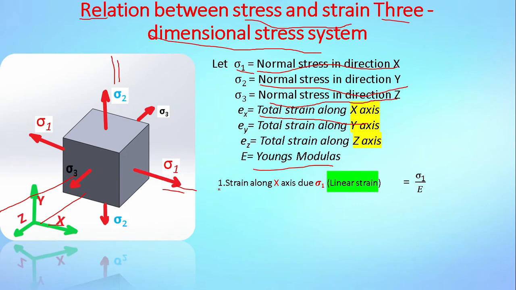So first, strain along x direction. Strain along x direction due to the effect of this sigma 1. X direction is linear direction for this sigma 1. So linear strain can be calculated as stress divided by Young's modulus. So sigma 1 divided by E.